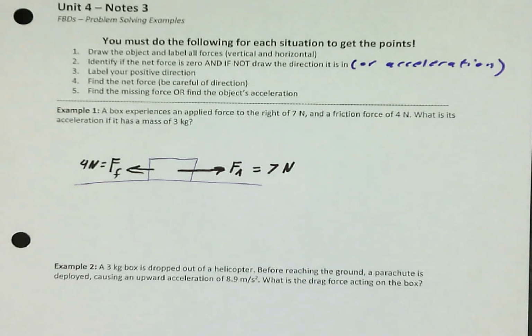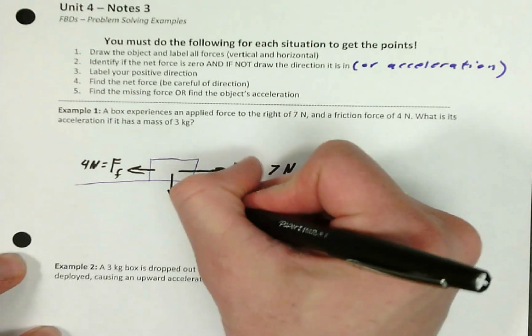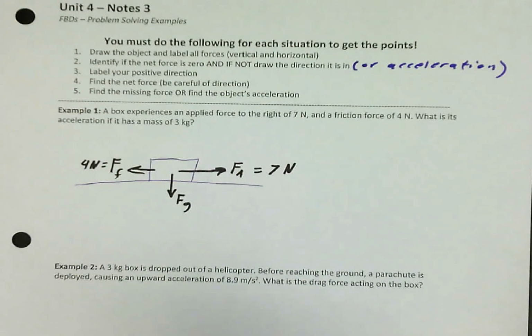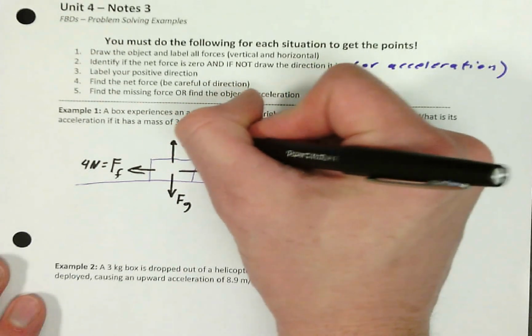Okay, those are all the forces listed in the problem. That's all it tells me. Additionally, there are 2 more forces I know have to be here. One, I know there has to be gravity because gravity pulls down on all objects. And because it's sitting on a surface and not falling or getting launched into the air, then I know there must be a normal force acting on it as well that works against gravity.